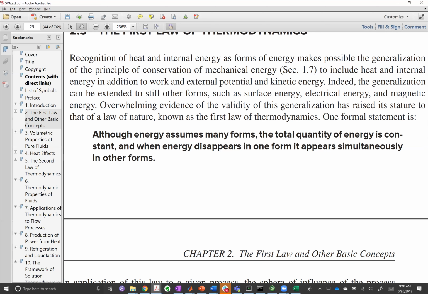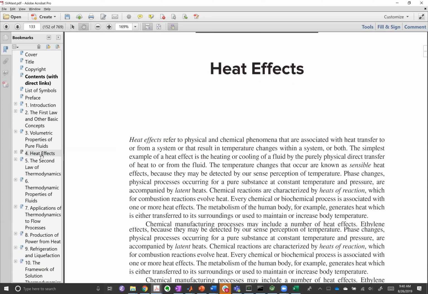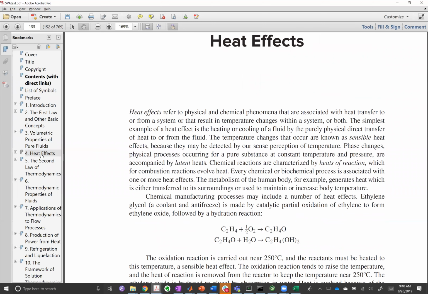All right, and then chapter 4 talks about heat effects. So that would be like freezing, melting, vaporization, condensation, chemical reactions. So you have heat that's released or consumed when substances change their physical state or their chemical state. And so in a chemical engineering sense, that's a pretty important thing to keep track of.